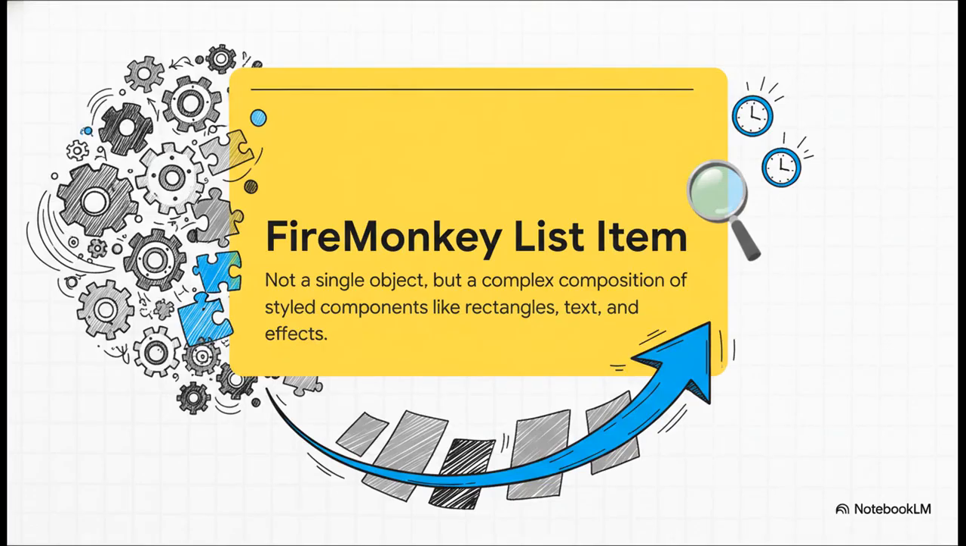See, a list item in FireMonkey isn't just one simple thing. It's a whole collection of pieces. Rectangles, text labels, maybe some effects, all put together just to make one row in a list. Now, that's great for making things look pretty, but it's a disaster for speed. Because every single time you scroll, the app has to destroy the old items and then painstakingly rebuild the new ones from all those little pieces over and over and over. And with every rebuild, it's just chewing through that tiny 16 millisecond time budget we talked about.